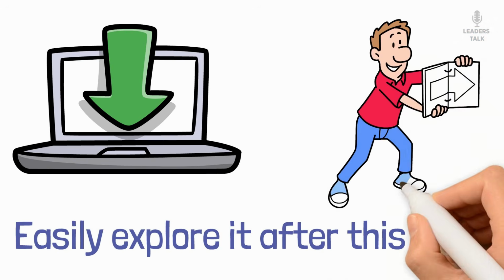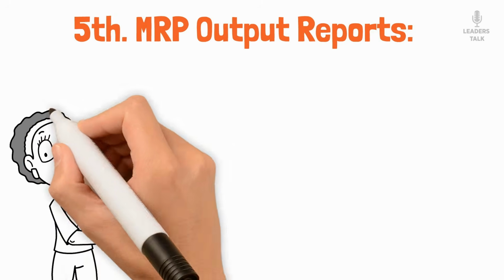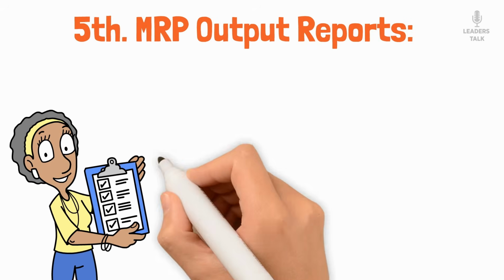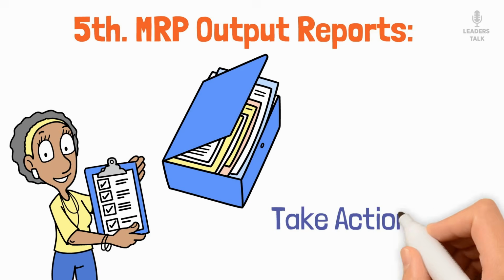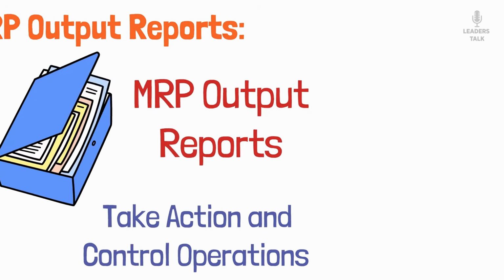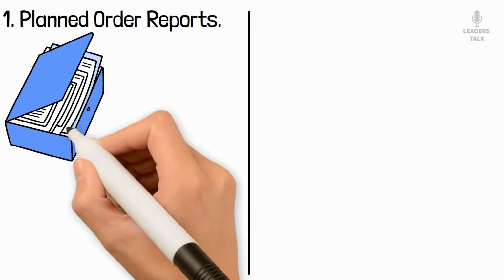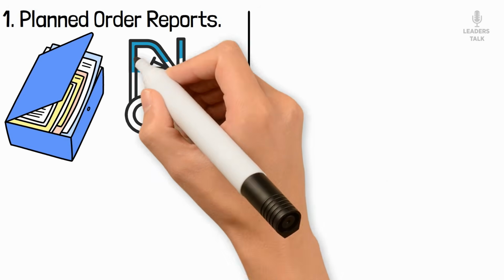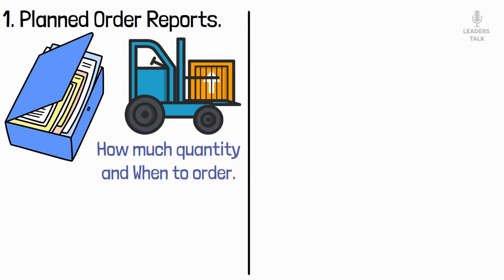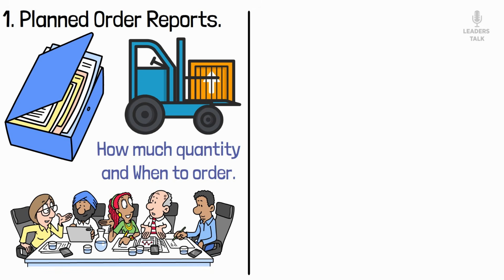Now, let's move to the next part. Fifth, MRP output reports. Once material requirement planning processes all inputs, it generates reports that help managers take action and control operations. These are called MRP output reports. 1. Planned order reports. These reports tell what materials need to be ordered, how much quantity, and when to order. It helps the purchasing and production teams plan ahead and avoid shortages.